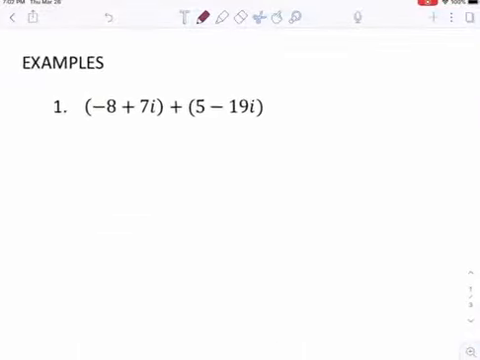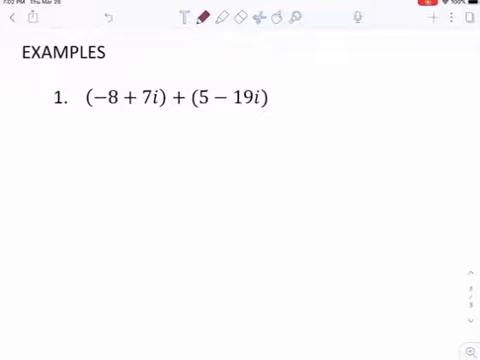So in example 1, this is just like combining like terms in a polynomial. So let's pretend that this was 7x and this was 19x. Those would be like terms, and I would combine those, and the x wouldn't change, right? It's the same thing with imaginary numbers.